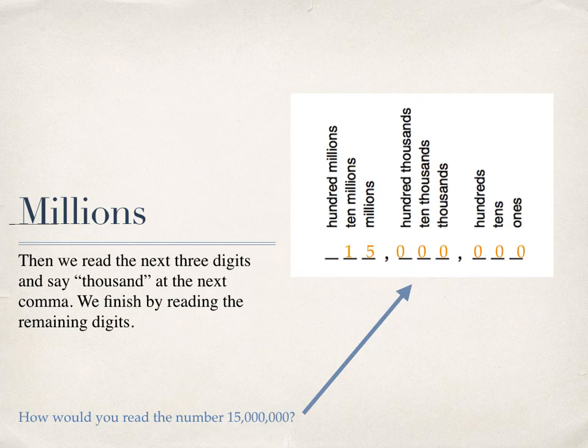How would you read this number? If you said 15 million, you're correct. How would you read this number? If you said 2,500,000, you're correct again. And how would you read this number? If you said 1,258,300, you are correct again.